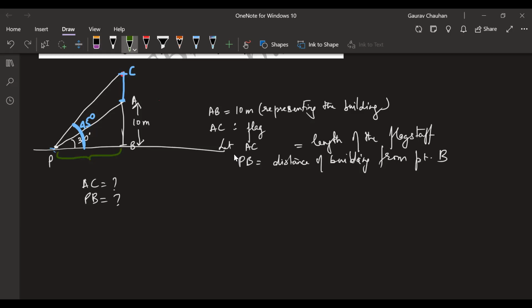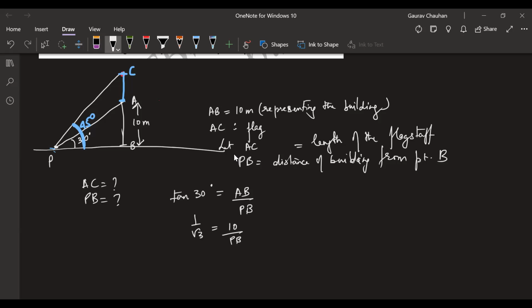PB is a part of this triangle as well as the big triangle. This is obviously 90 degrees here. So for this triangle I can find PB, because there is one side for which I know the length. I'll do it by using tan 30 equal to AB by PB. Everyone okay with this? Tan 30, which is 1 by root 3, is equal to AB, which is 10, by PB.